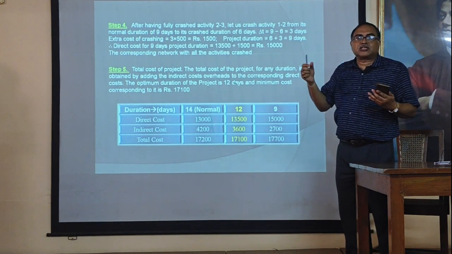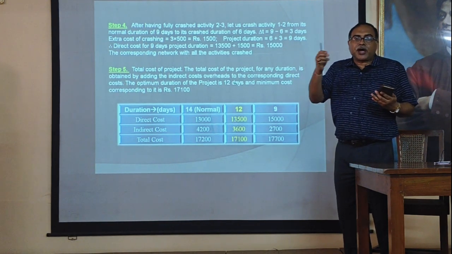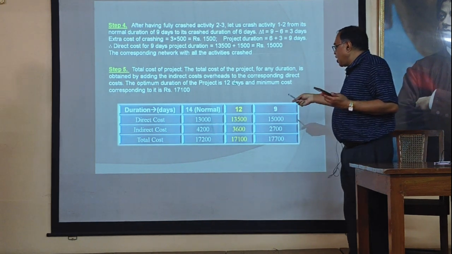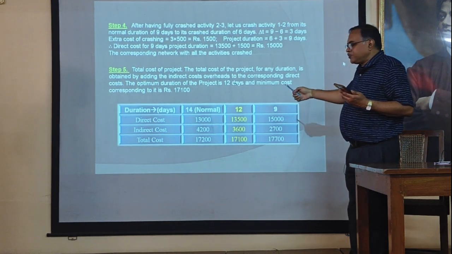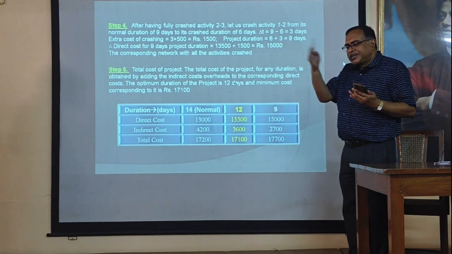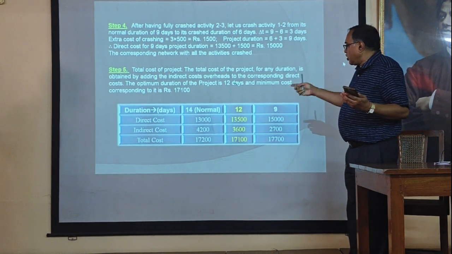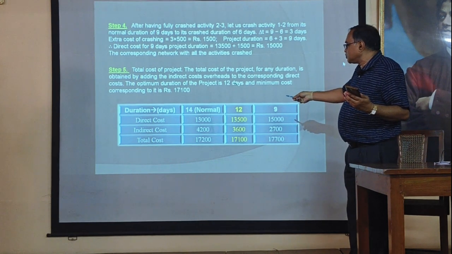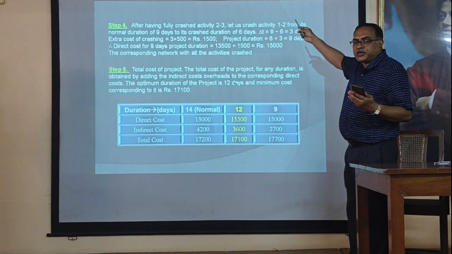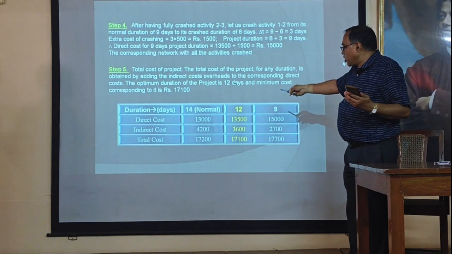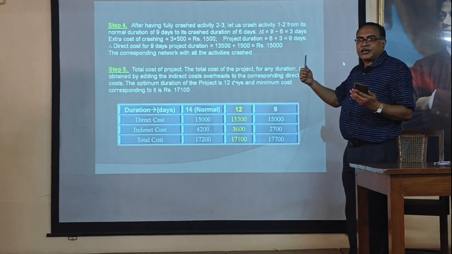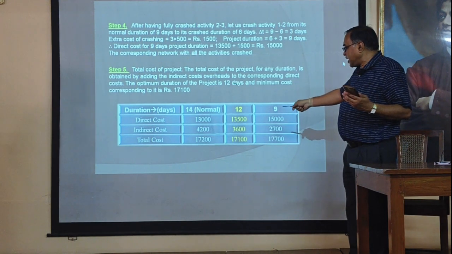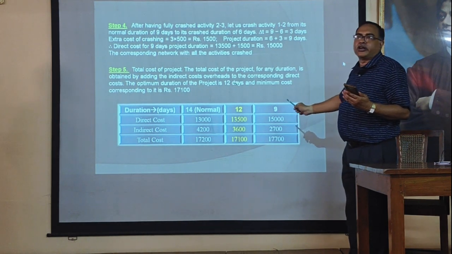First, we have crashed our second activity, that is 5 days to 3 days. So, for the 12 days duration, the total direct cost should be 13,500 as explained earlier. And for 12 days at 300 per day indirect cost, it is 3,600 and total 17,100.